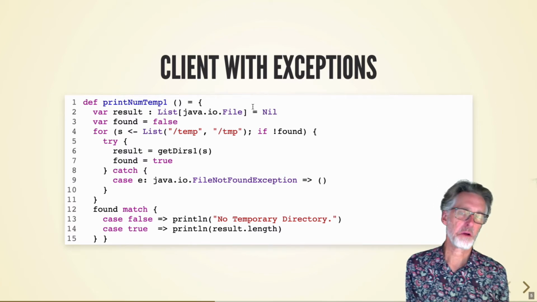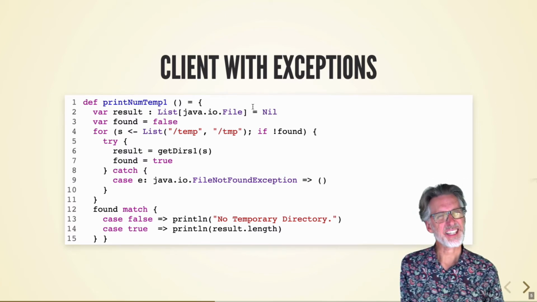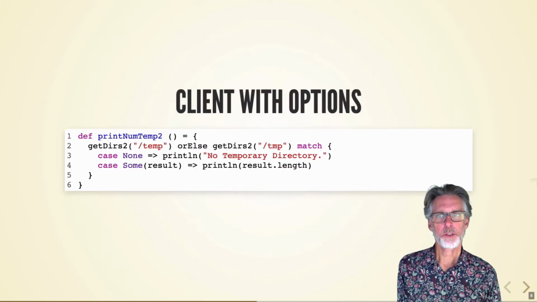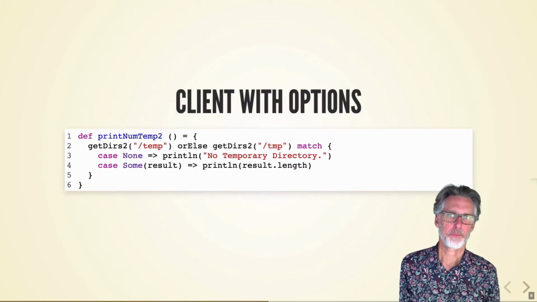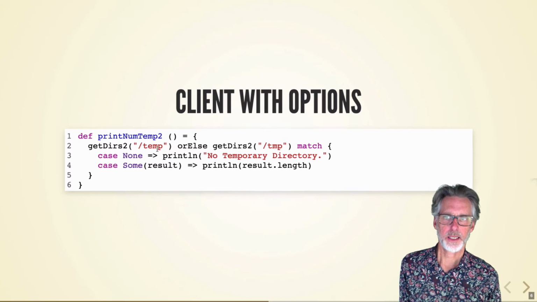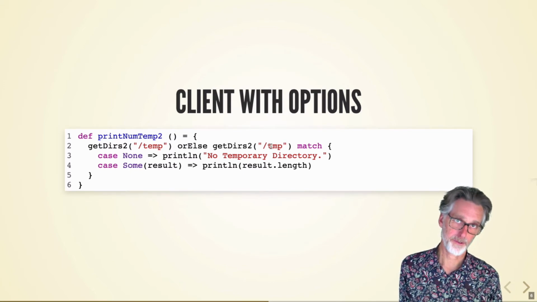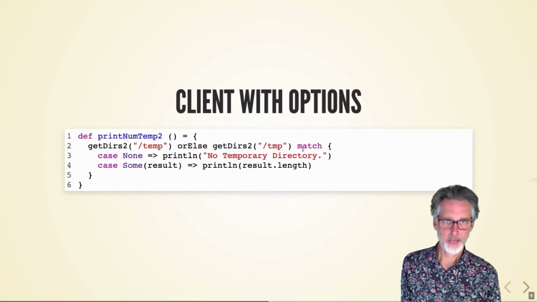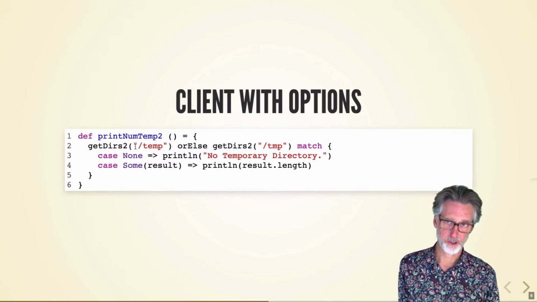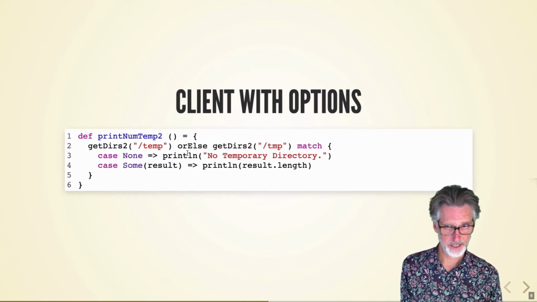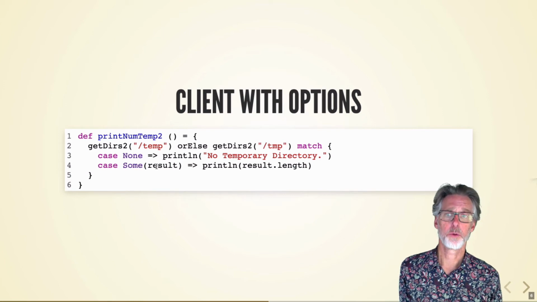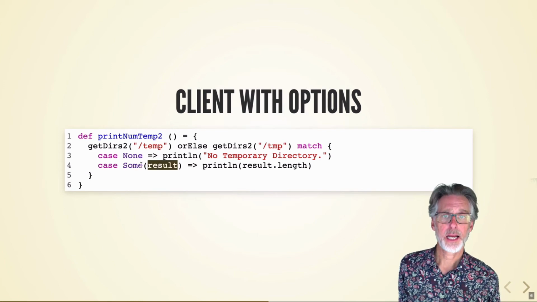The code is okay, but maybe not as nice as I'd like. With options, I can write something much more concise. So what I'll try is to get the directories from the temp, and if that succeeds, I'll take it. Otherwise, I'll get the directory from temp spelled differently. And then, after doing that, I will match on the result. If neither of those succeeded, then I'll print out there was no temporary. Otherwise, I will look for the result and print it out.